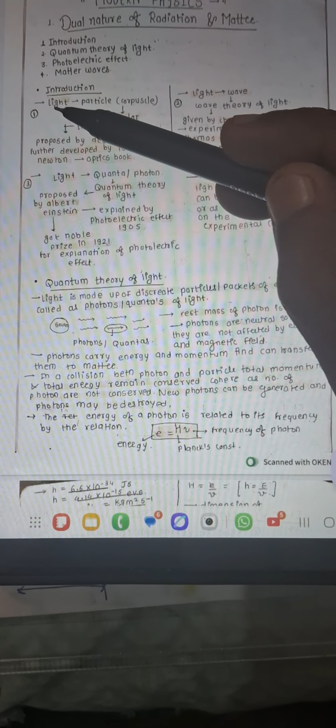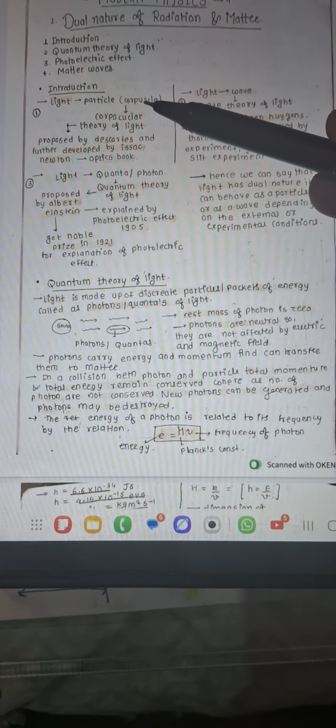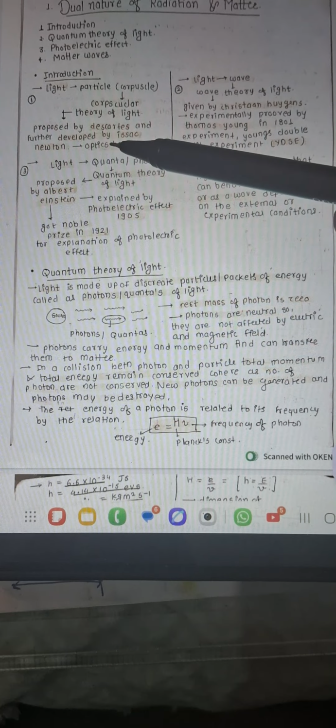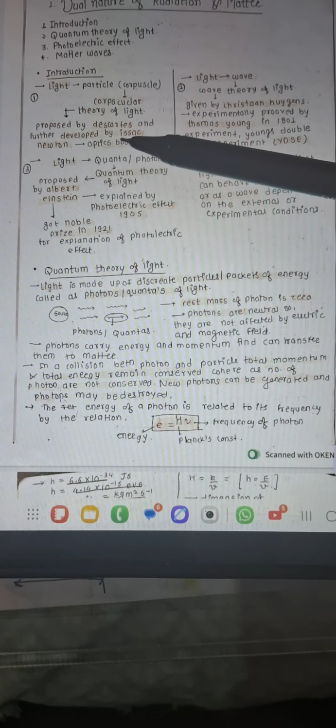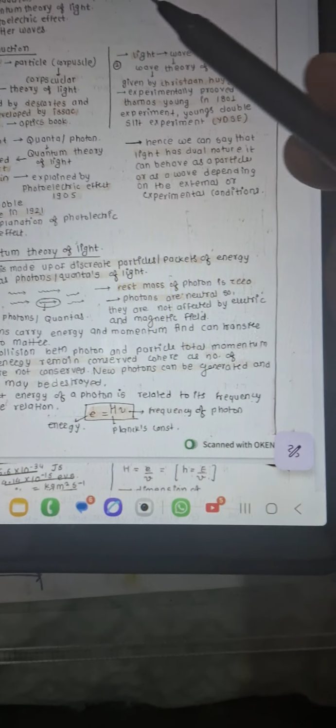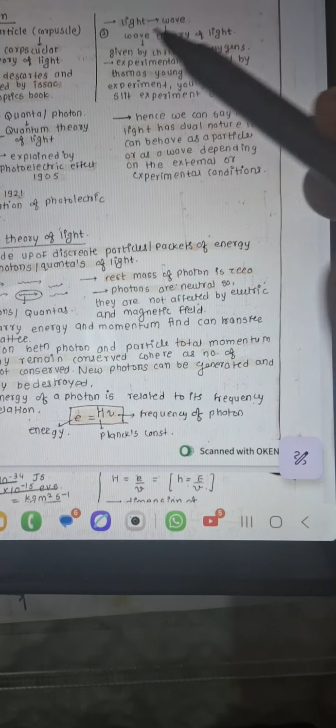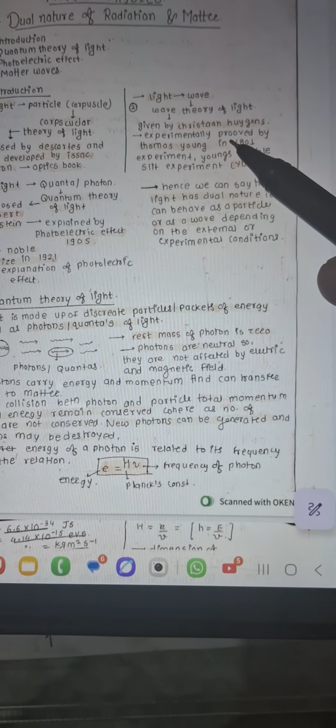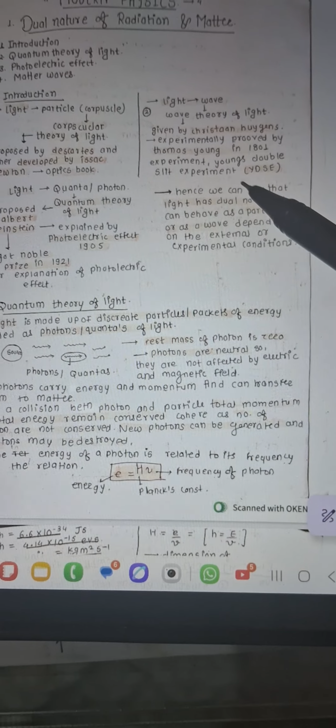Initially light was supposed to be a particle or a corpuscle, as proposed by the corpuscular theory of light, which was proposed by Descartes and further developed by Isaac Newton in his book Optics. The second is light as a wave, or the wave theory of light. It was originally proposed by Christian Huygens, but it was experimentally proved in 1801 by Young's double slit experiment that light has wave nature.